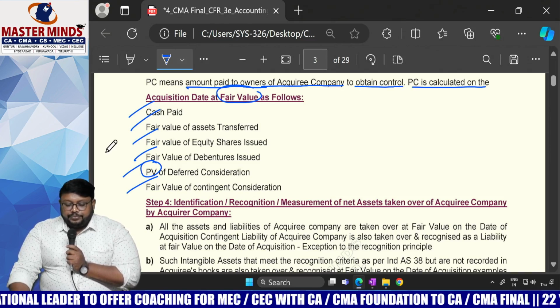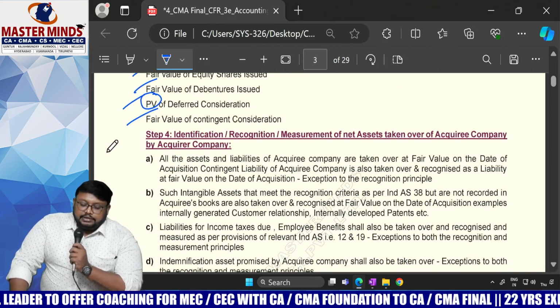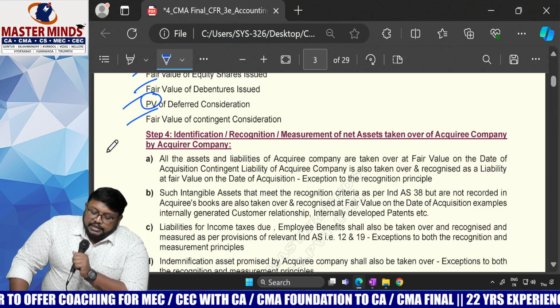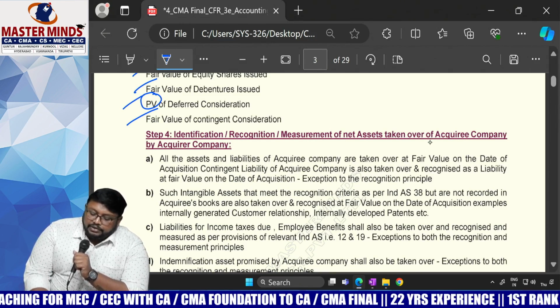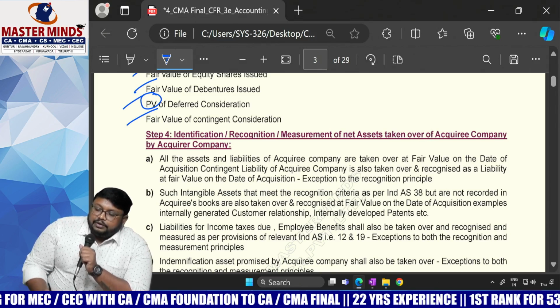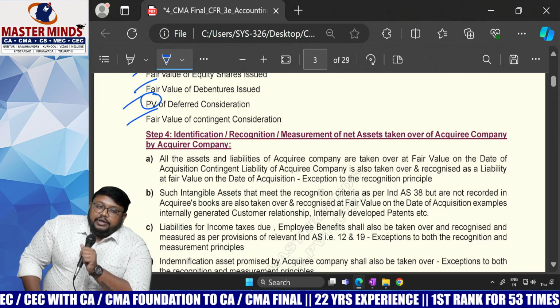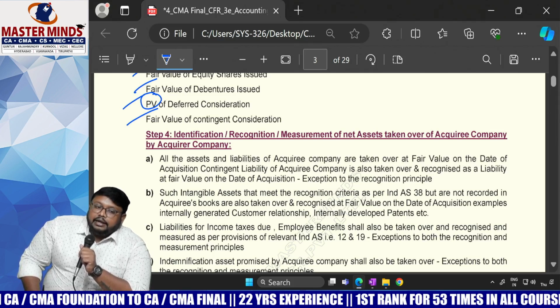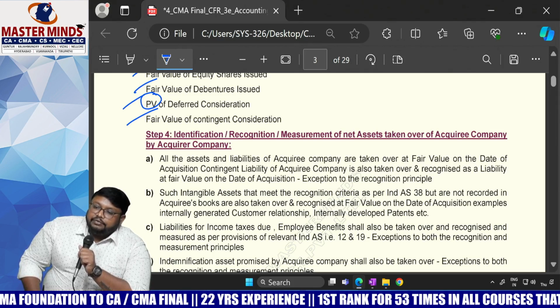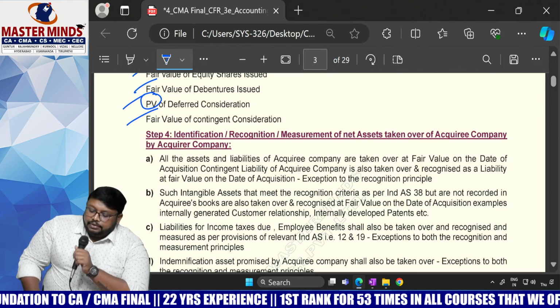That is step 3. Coming to step 4, identification, recognition and measurement of net assets taken over of the acquiree company by the acquirer company. So we are identifying the net assets. At the same time, we are recognizing the net assets, and we have to measure them at fair values, which we have to find out.